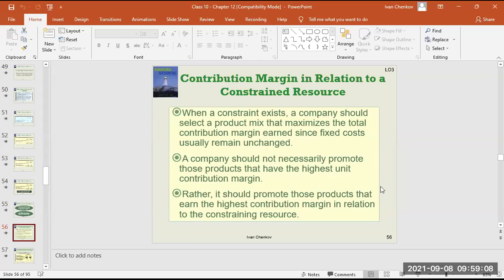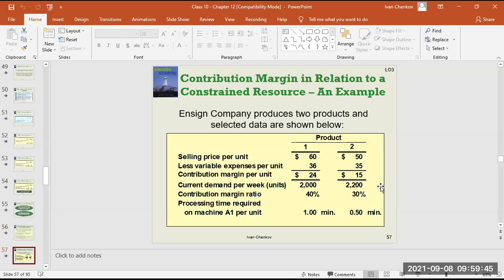Now, when the constraint exists, the company should select the product mix that maximizes the total contribution margin earned, since the fixed cost usually remains unchanged. And the company should not necessarily promote those products that have the highest contribution margin, but has to look for the product which has the highest contribution margin within the constraint. What that means, let's see the example.